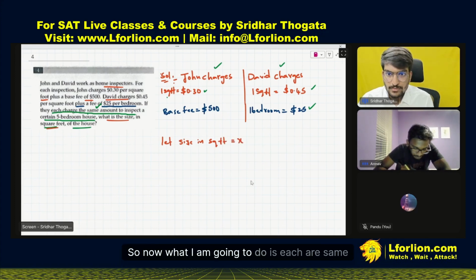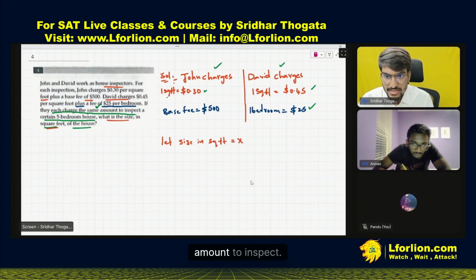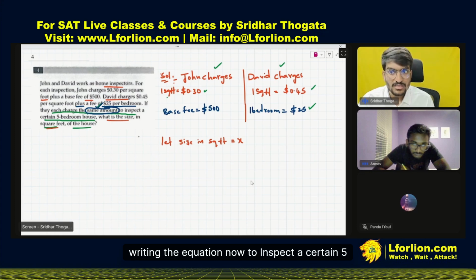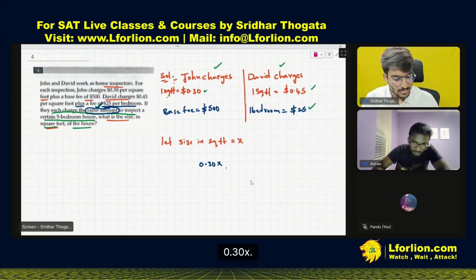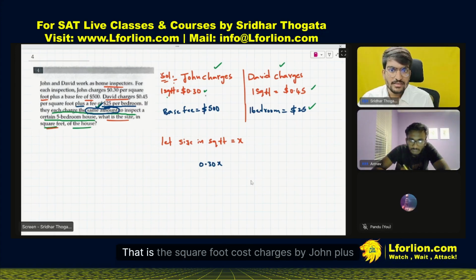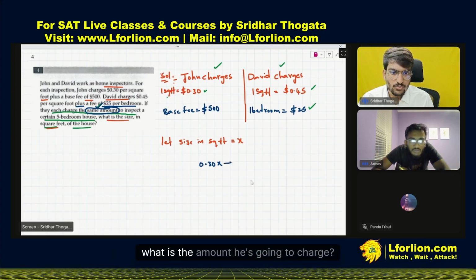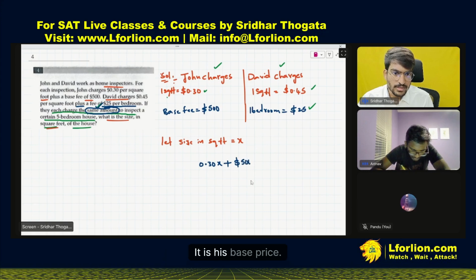So now, each charge the same amount to inspect. They are charging the same amount. This is the main thing. By taking this, I'm writing the equation now. To inspect a certain 5-bedroom house, which means 0.30x. What is that? That is the square foot cost charged by John, plus what is the amount he's going to charge? He's going to charge $500. It is his base price.